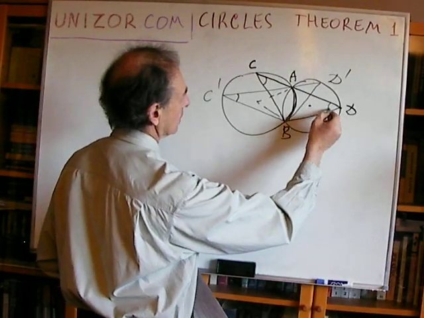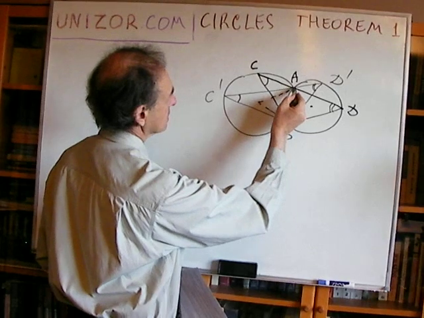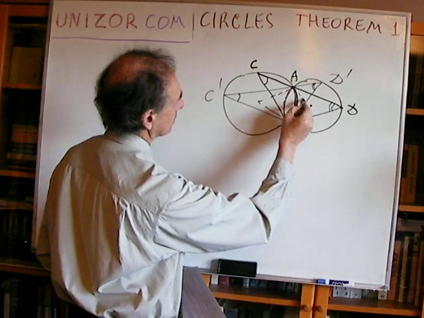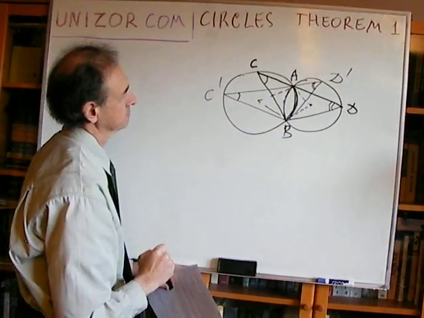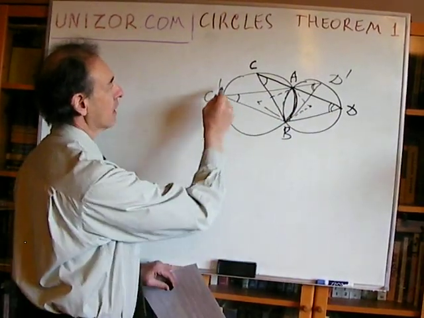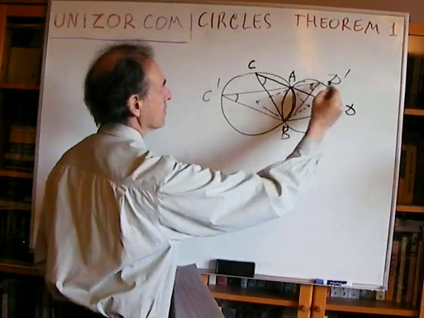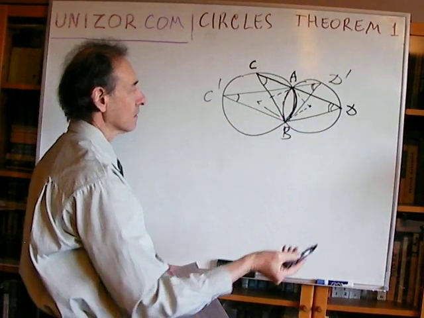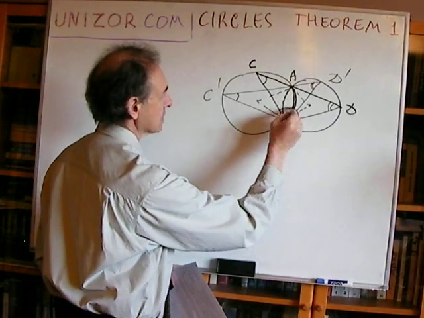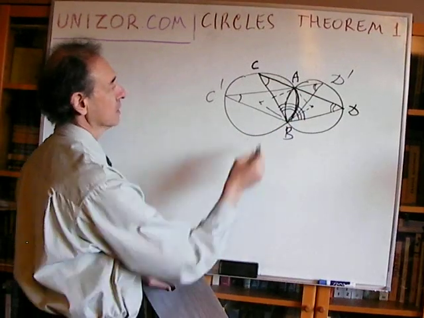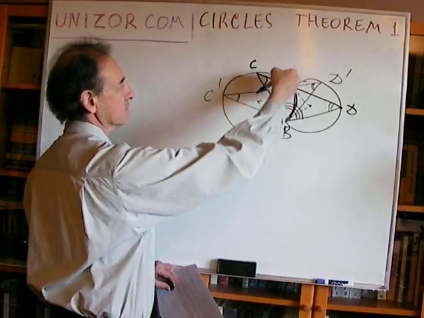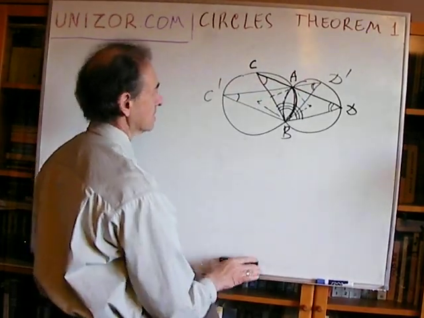Same thing as this one. This is supported by this arc, and it's always half of the central angle, which is also supported by this arc. Which means both these angles are constant regardless of whether we draw the secant this way or this way. And since the sum of the angles in a triangle is always 180 degrees, this angle, which is equal to 180 minus this and minus this, is also constant regardless of the position of the secant. That's it.